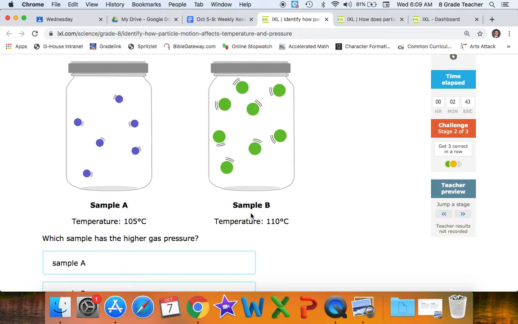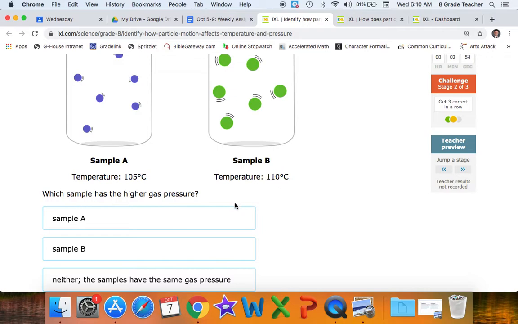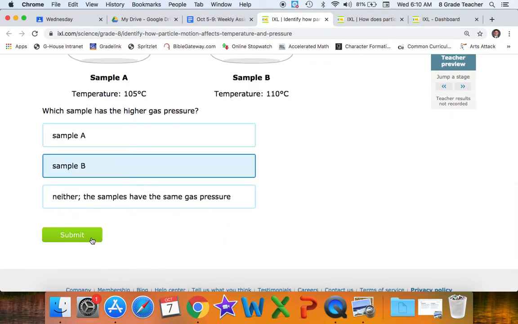Sample A and sample B. Sample B has a temperature of 110 degrees. Sample A is 105 degrees. Counting the particles: 1, 2, 3, 4, 5, 6, and 1, 2, 3, 4, 5, 6, 7. Sample B has more particles and a higher temperature. Sample B is going to have a higher pressure.